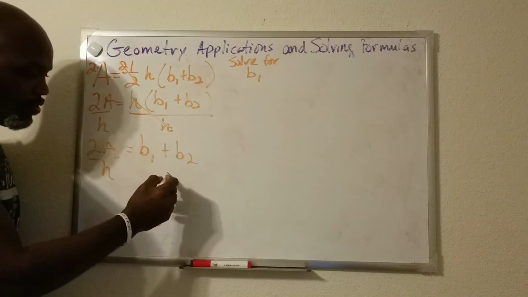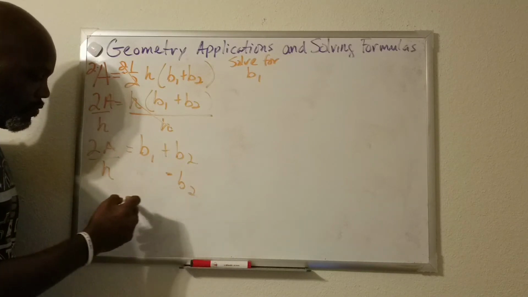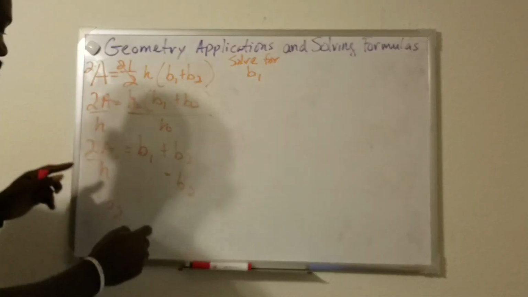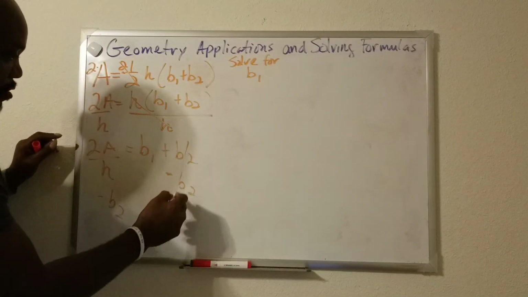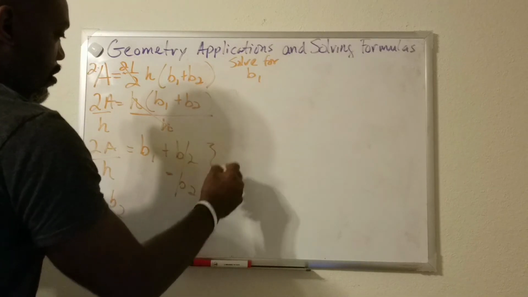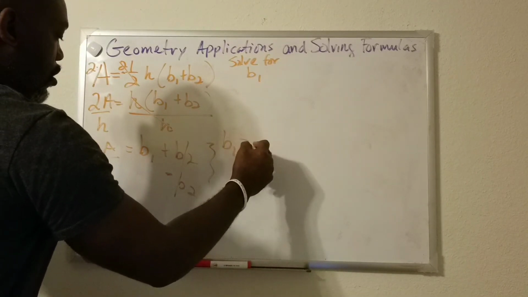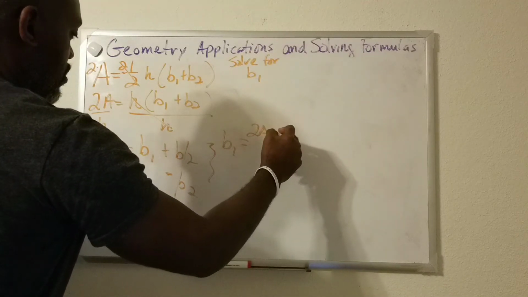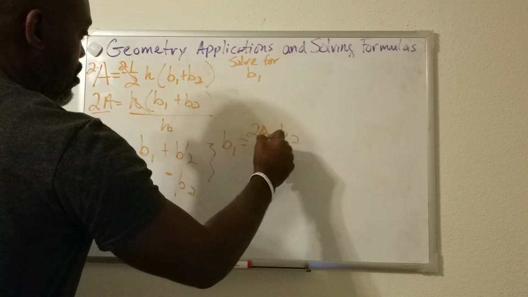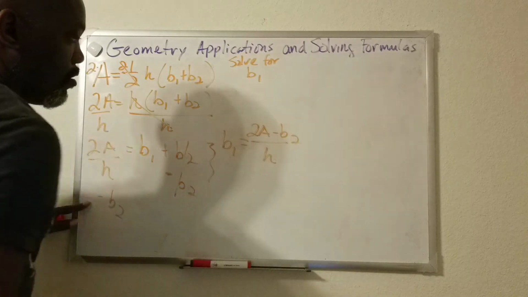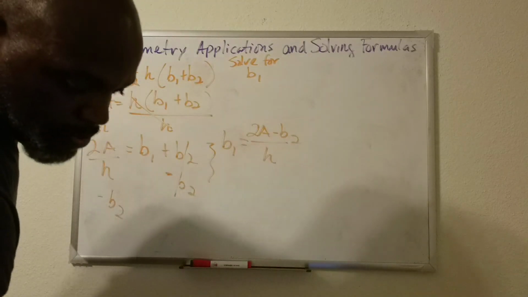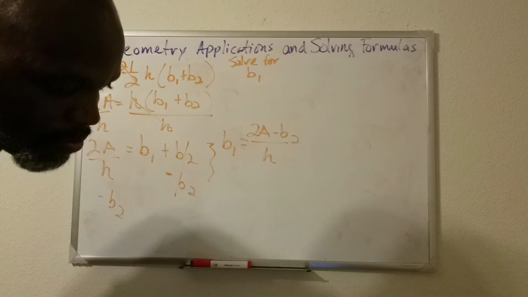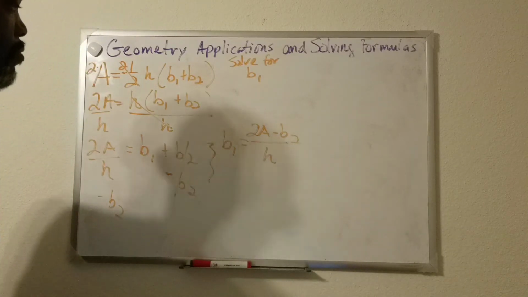And we're going to subtract b2 from both sides. Looks weird, doesn't it? So we end up with this canceling out. We're left with b1 equals, because I'm subtracting this, 2a over h minus b2. So that could be our answer. That would be our answer. Okay.